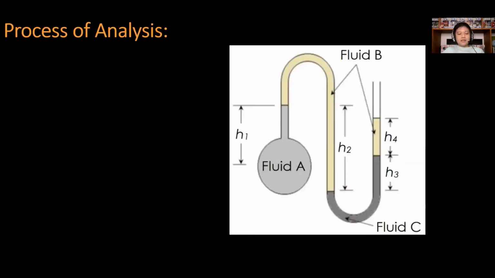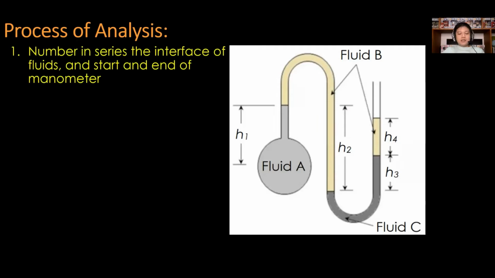For the process, first, number in series the interface of fluids and ends of the manometer. So for our notes, for open type, better to start at the surface of the fluid exposed to the atmosphere. And for the differential type, you may start at any end of the manometer. So for this sample diagram, start at the free surface. Number with 1, 2, 3, 4, up to 5, in which that is the end of the manometer.